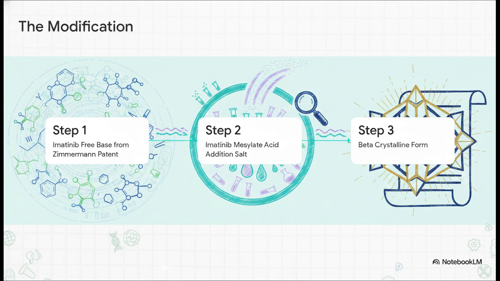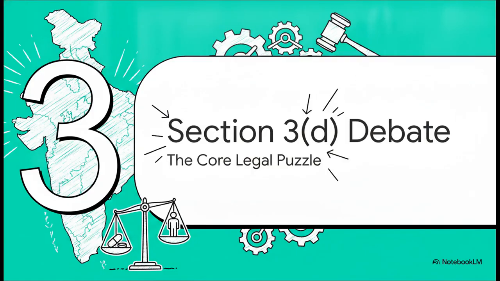Now, Novartis argued that reaching this beta-crystalline form required distinct, intensive inventive research involving incredibly precise process parameters. They insisted this wasn't taught at all by the original Zimmermann patent. To them, this was a genuine, patentable leap forward, not just a minor tweak. Section 3. The Section 3D debate.